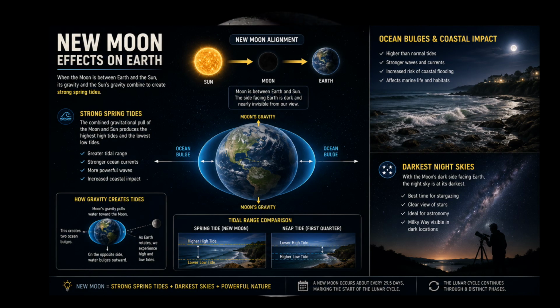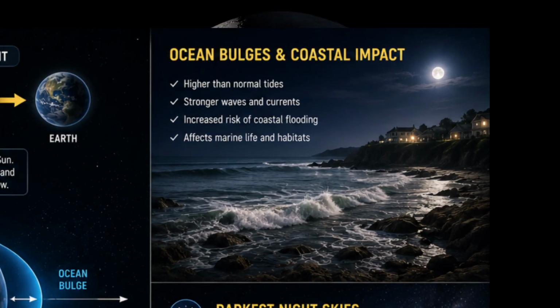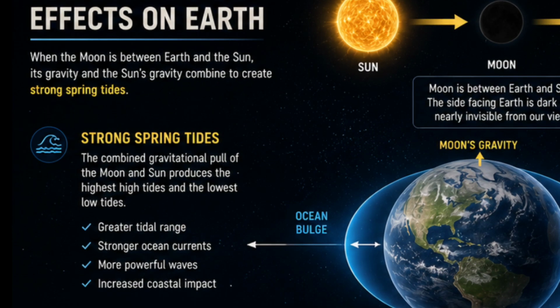The new moon has an important effect on Earth's oceans. During this phase, the gravitational pull of the moon and the sun work in roughly the same direction, creating stronger than average tides, known as spring tides. High tides become higher, and low tides become lower.